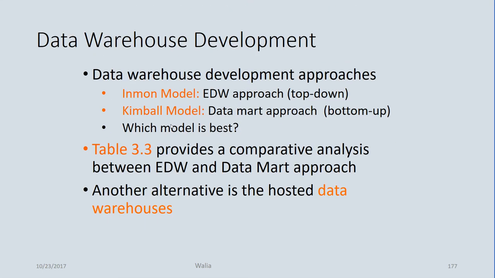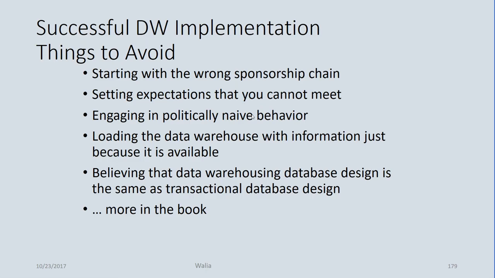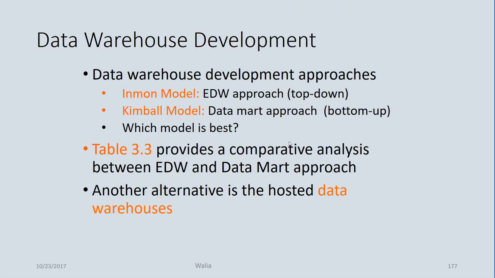Okay, so data warehouse development. There are two approaches as to how you can create a data warehouse. One is called the Inmon model, and the other is called the Kimball model, and that's the comparison of those. These two are very important to know, especially if you want to learn a little bit more about data warehouses. So what's the Inmon approach and what is the Kimball? What's the difference?